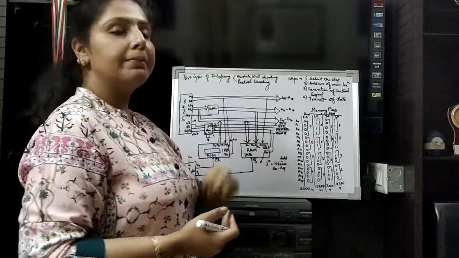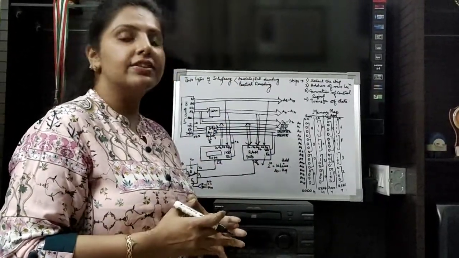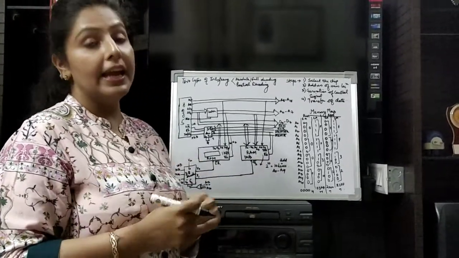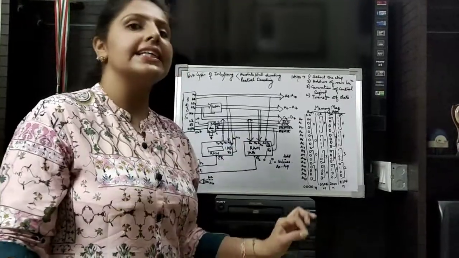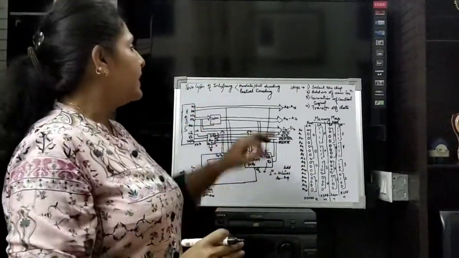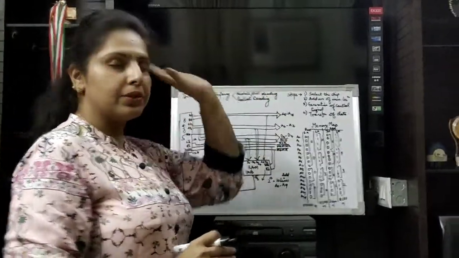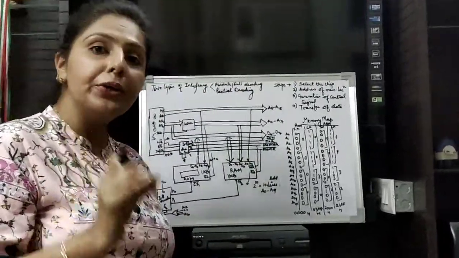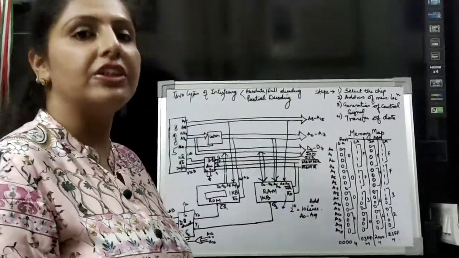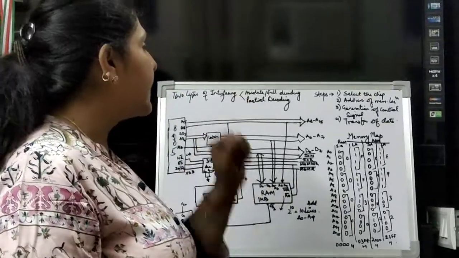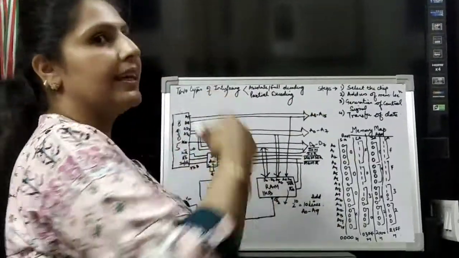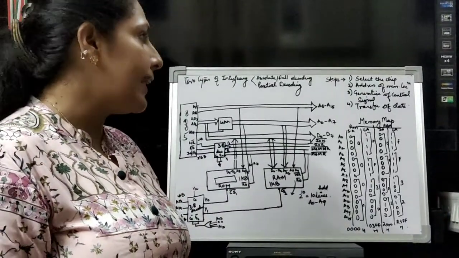Absolute or full decoding means the address lines, we know that in 8085 there are 16 address lines. If we use all the 16 address lines for interfacing memory with the microprocessor, that is known as full decoding or absolute decoding. But if we use a minimum number of address lines, that is known as partial decoding. Here I have taken the example of absolute decoding, and in the end I will explain the same for partial decoding as well.